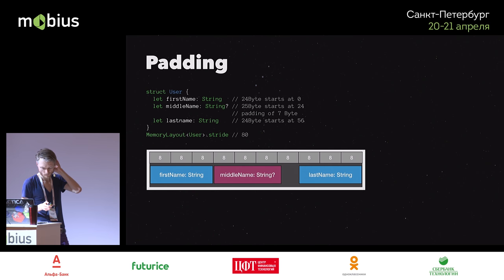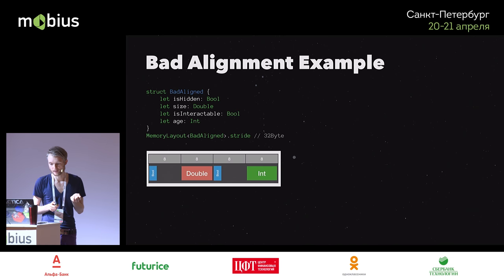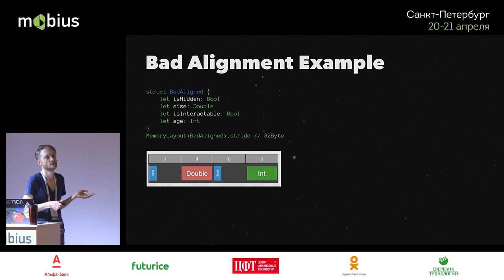And then we can play with this, and we can say, OK, let's think about a very badly aligned example. Somewhere in your program you might have something that has an is hidden Boolean, a size, and an is interactable, an age. And you check the stride, and it's 32 bytes. And if you look into memory, this is how it looks, because a Boolean can start anywhere, but then the double can only start at the 8, as well as the integer. So we have these very huge gaps here.